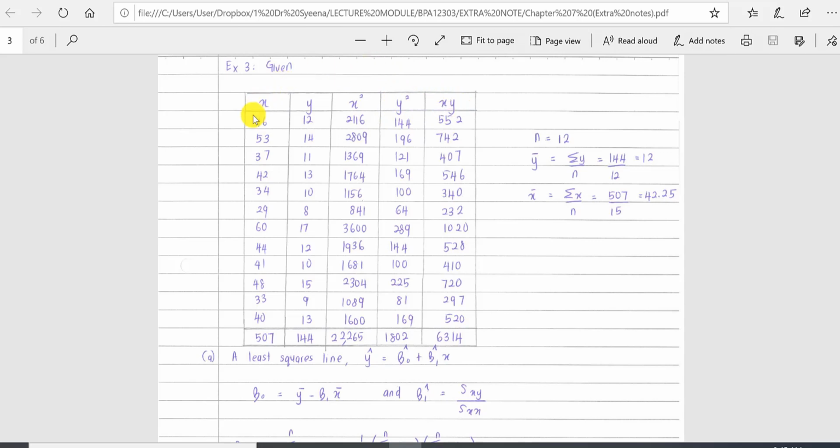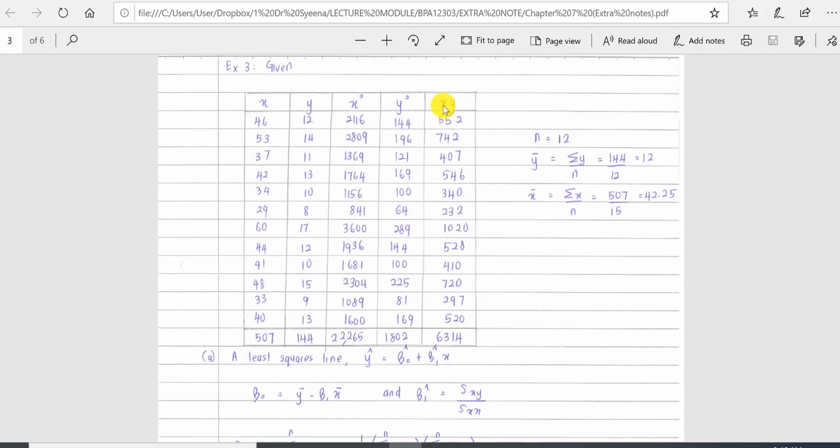Okay, now your x is 46. That means your x squared is 46 square, or 46 times with the 46. Then you get 2116. Okay, so it goes the same for your 53 square, then you get 2809. Now for your y you have 12, so 12 square, then you get 144. 14 square, then you get 196. Okay, this is how you get the value of x square and also y square.